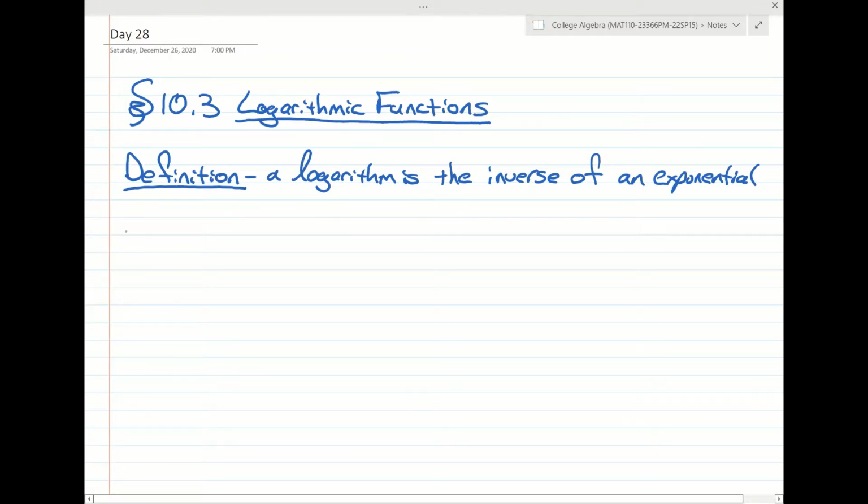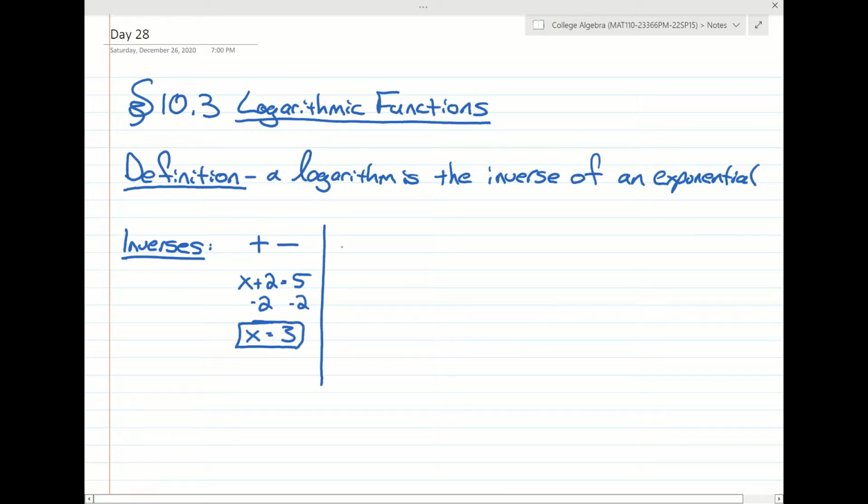So just to help you understand, at this point, we already know a few inverses. We know that addition and subtraction are inverses. If I gave you a problem and it was x plus 2 is equal to 5, you would subtract 2 on both sides and tell me x is 3. That's how you would get the answer. Multiplication and division are also inverses. If I told you 2 times x is equal to 6, you would divide both sides by 2 and say x is equal to 3. That's the answer.